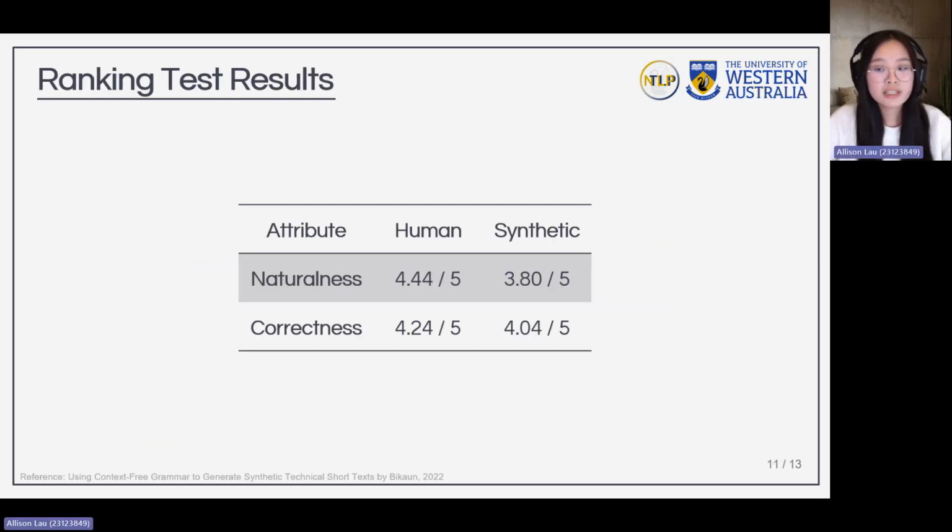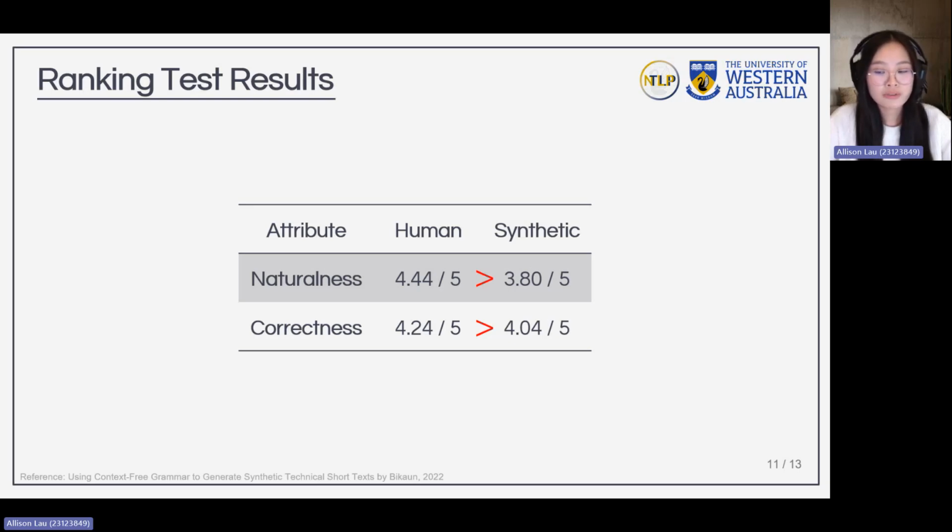Here, we can see that the human data scored higher than the synthetic data in both metrics, but also from here, you can see that the synthetic data's correctness score was relatively high, at 4.04 out of 5. This means that our grounding process worked pretty well in retaining engineering relationships. An important point to note here is that even the human data did not achieve a perfect score for correctness. This highlights that even real data is not always perfect.